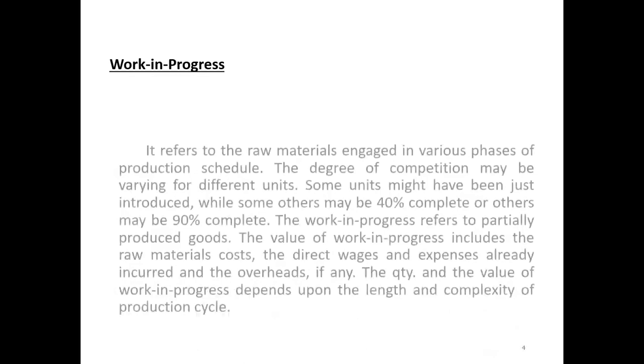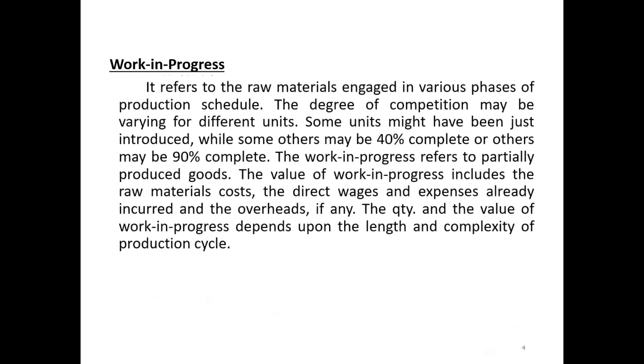What do you mean by work in progress? Basically, this refers to goods engaged in various phases of the production schedule, meaning the degree of completion may vary for different units. Some units might have just been introduced, some others may be 40% completed, some others 90% completed. The work in progress refers to partially produced goods. The value of work in progress also includes the raw materials cost, direct wages cost, and direct expenses already incurred and the overheads.